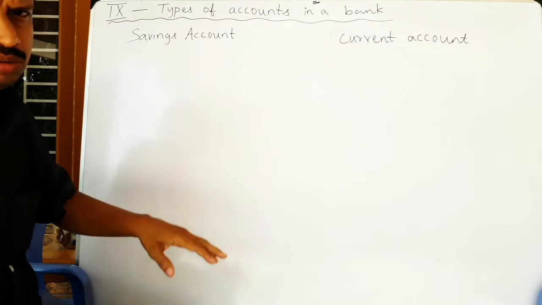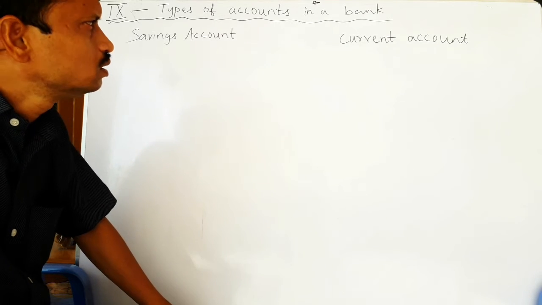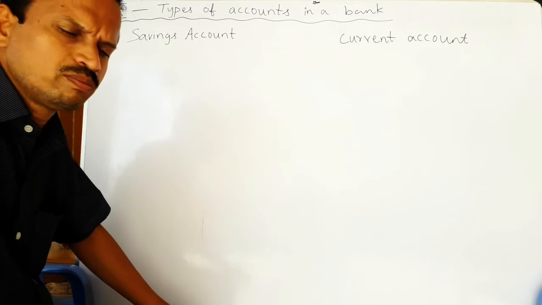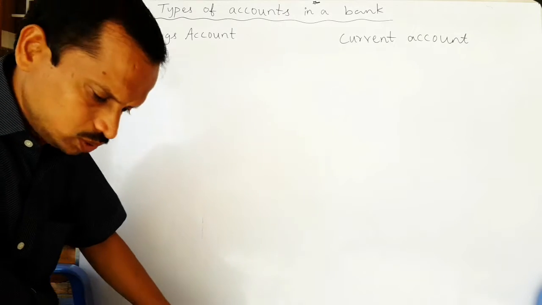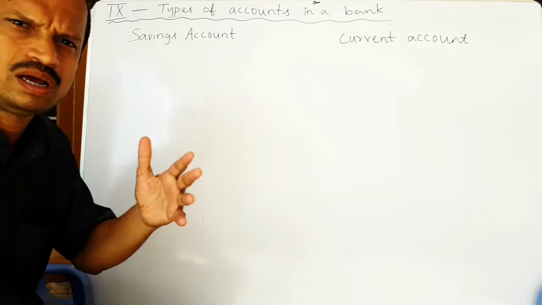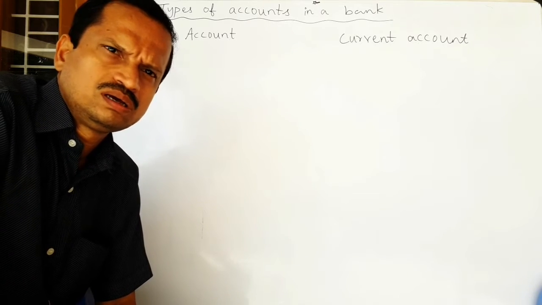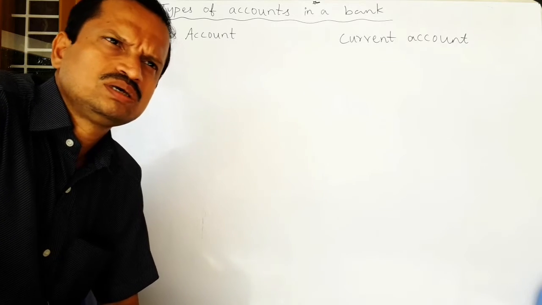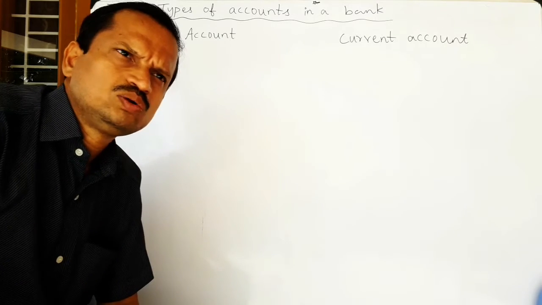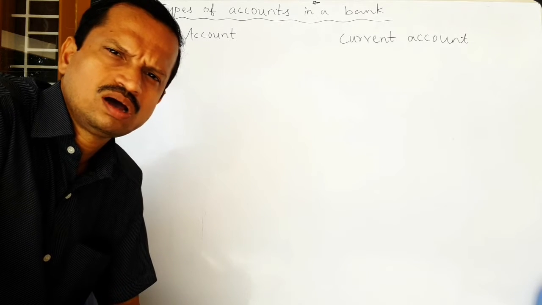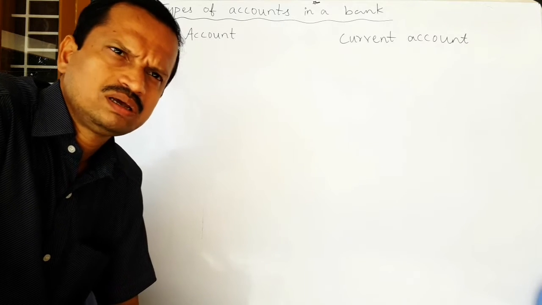The first one is the savings account, and the second is the current account, and we will see them one by one. First, the savings account. How to open an account? Account means you have to open it for your use, to transact money and to save money in a bank. That is the purpose of an account. So we have to open it in a bank.